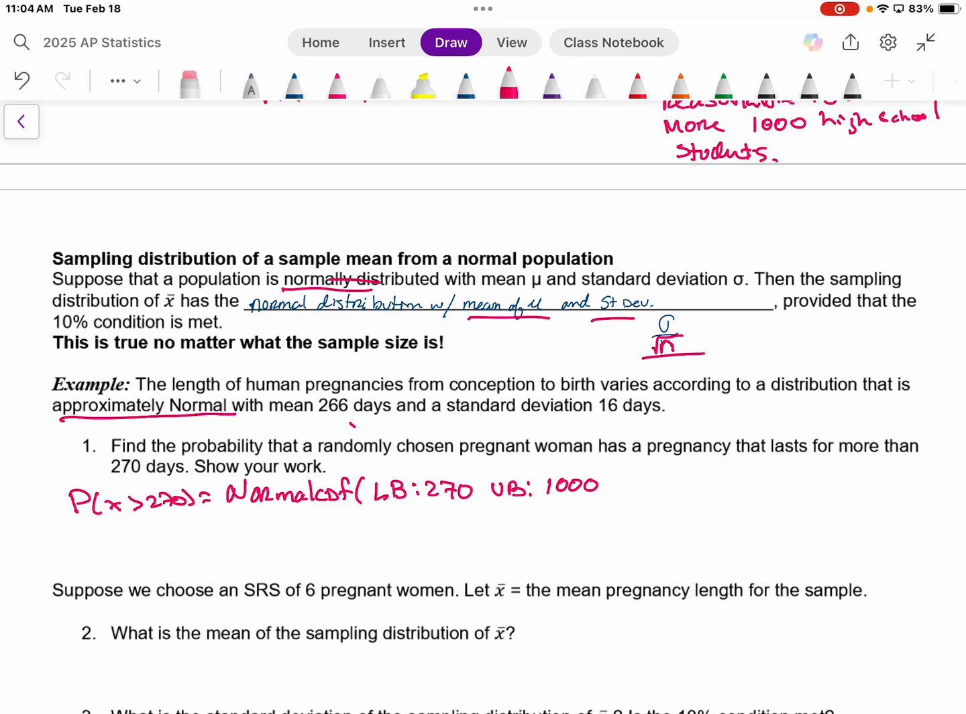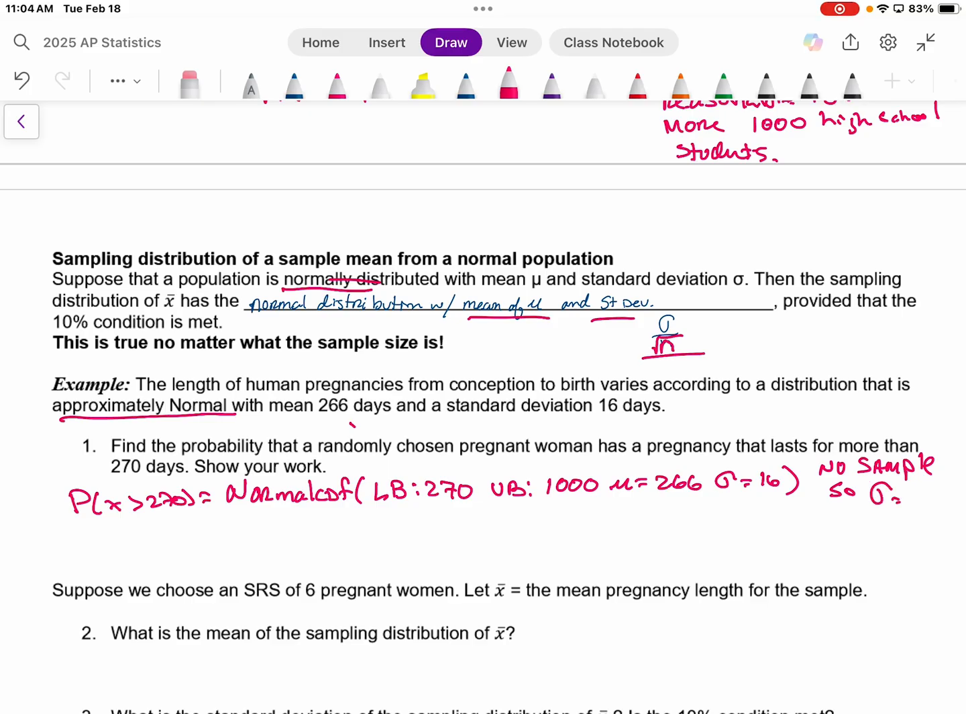There are some animals that have long pregnancy terms. So what is our mean? Our mean is 266. Our standard deviation: did we take a sample? Right now, at this moment, did they say there was a sample of size something? No. So that means our standard deviation is 16. There is no sample yet, so we just use the population standard deviation here.